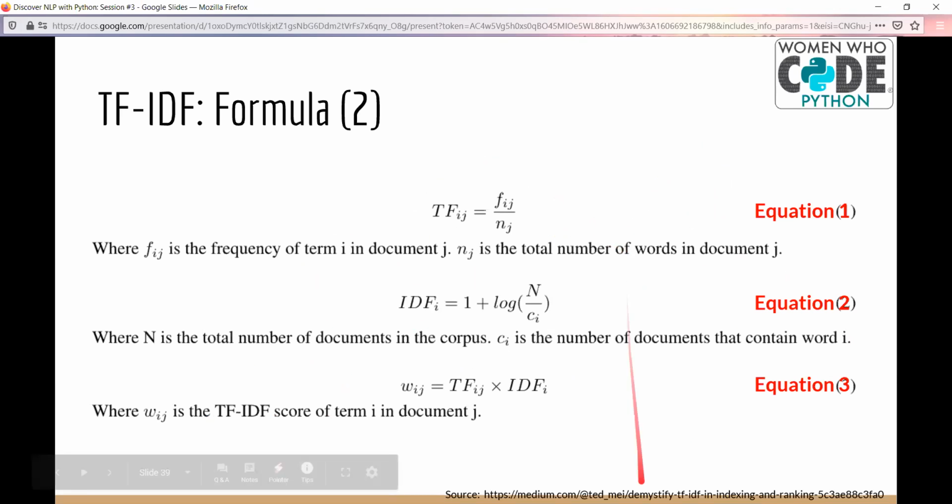So there are some independent equations here. In the first equation, we are talking about the frequency of term i in document j, and n is the total number of words in the document j. So we are dividing this frequency by the total number of words. This would calculate the TF, the term frequency. For the inverse document frequency, we are going to add 1 to the log of the total number of documents in the corpus divided by the number of documents that contain that particular word i. And when we multiply these two terms together, we get the TF-IDF score of a particular term. So this takes care of both the words that are rarely occurring and the words that are frequently occurring. So there is a balance maintained.